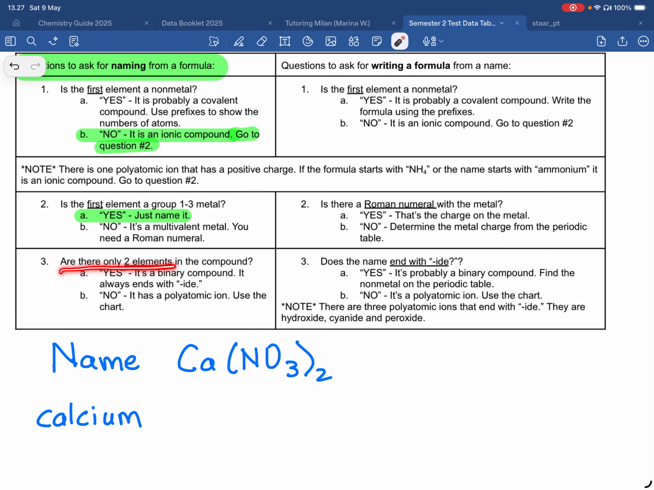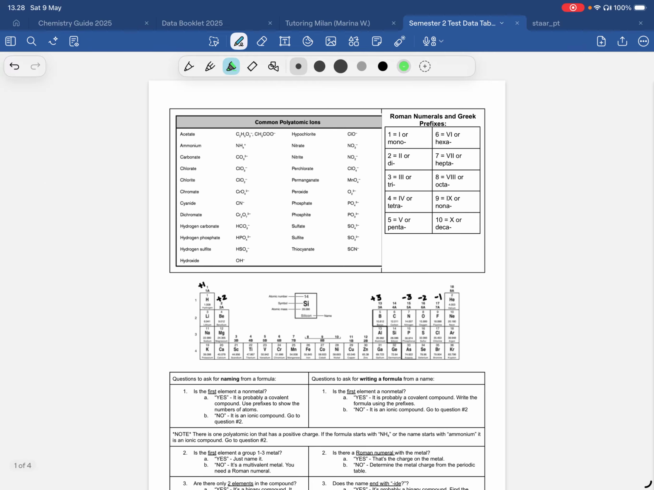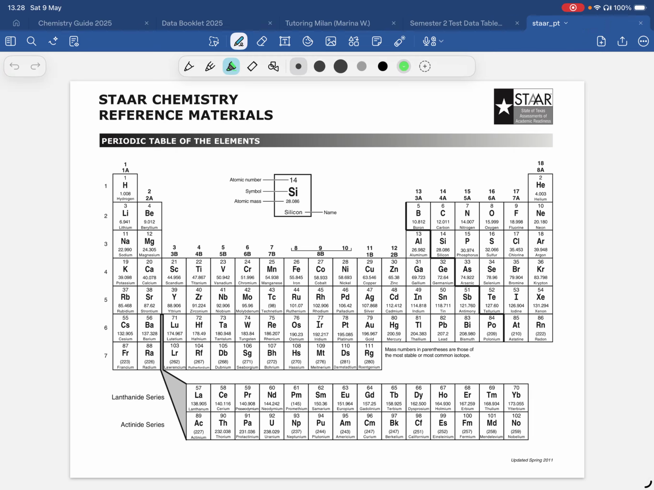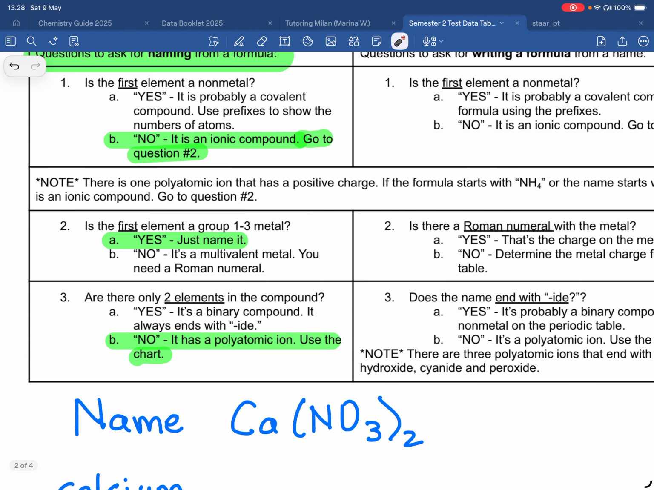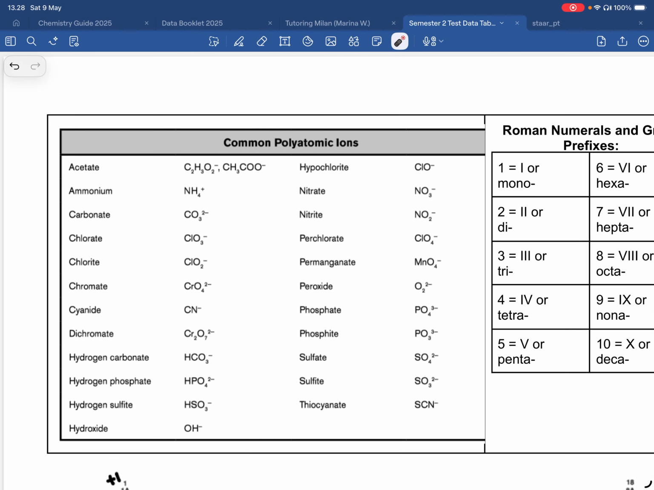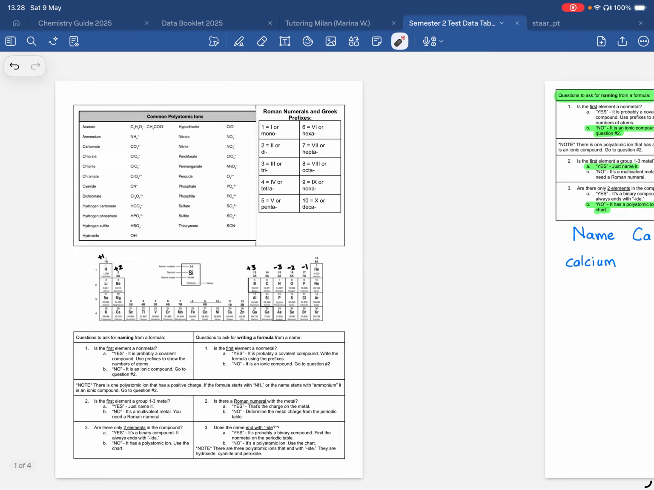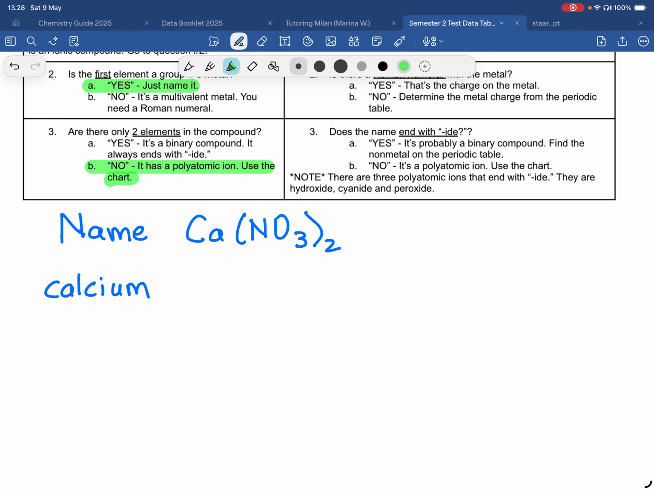Are there only 2 elements in the compound? Well, no, there's 1, 2, 3. So no, that means it has a polyatomic ion. Use the chart. The polyatomic ion chart is on this data table. I am looking for NO3. That's my polyatomic ion. And if I go in here, I see there it is, NO3. It's called nitrate. So that means my formula name is calcium nitrate.